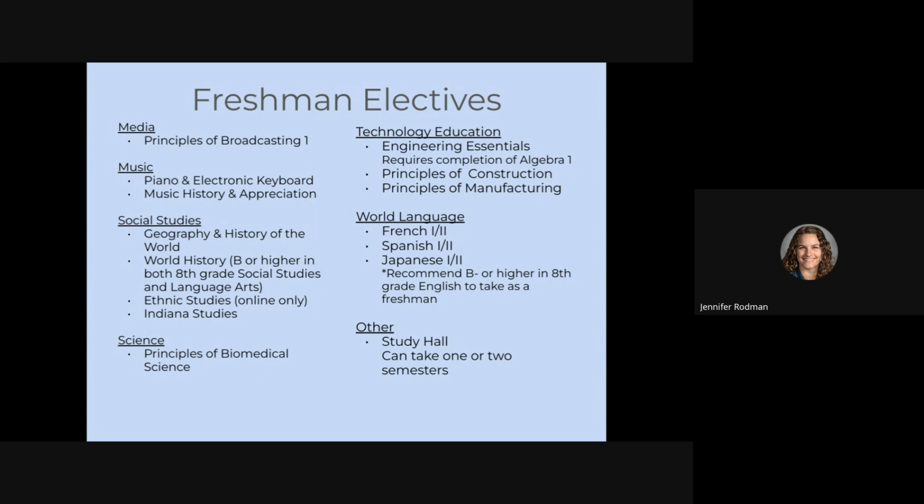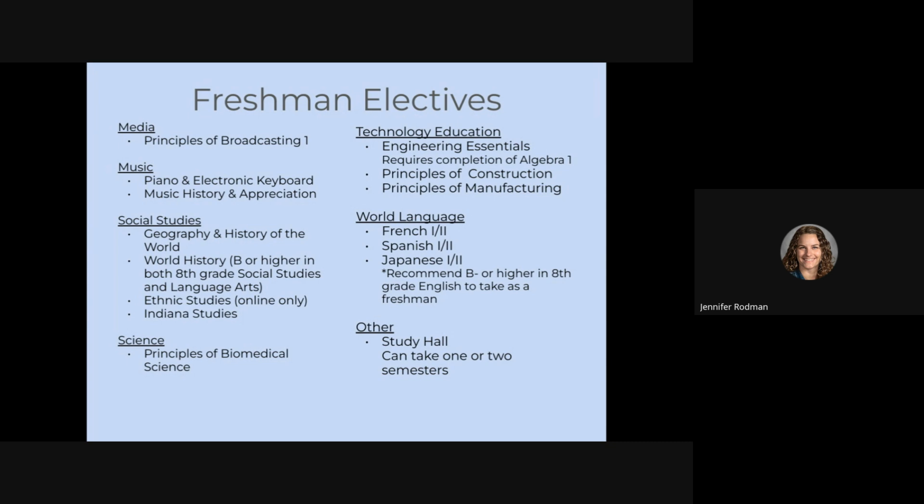We included some social studies because technically as a freshman, social studies can be an elective course. A lot of freshmen take geography and history of the world as one of their electives. We do have a few freshmen who are more interested in social studies. In order to take world history as a freshman, they would need a B or higher in both social studies and language arts in 8th grade. They can also wait to take that until sophomore year if they want to. And then a couple of other 1 semester classes are ethnic studies online and Indiana studies.